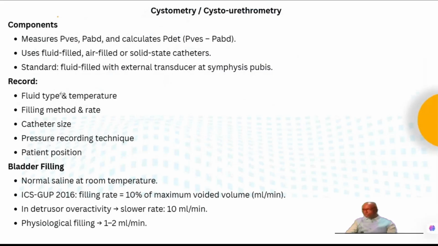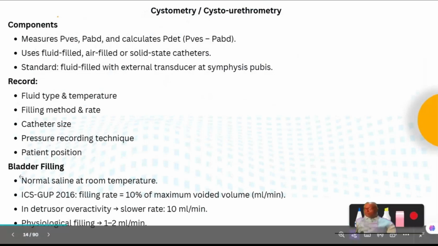There will not be a question on this, but P detrusor, what exactly it is, there may be an SBA also. It is P vesical minus P abdominal. And if it is more than 50, then it is abnormal and mainly associated with the overactive bladder. That we will see in the subsequent slides.